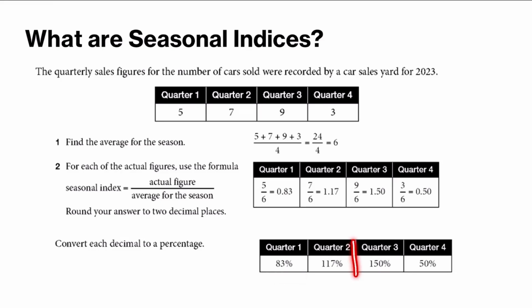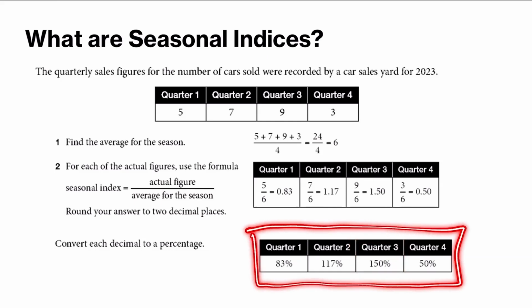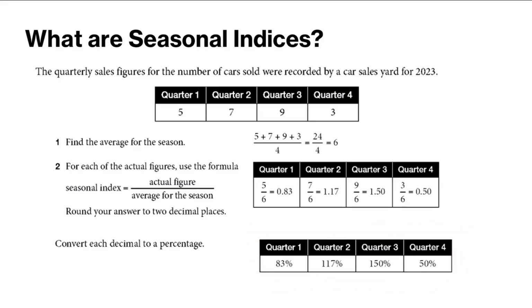In quarter 3, we sell 50% above the average. What you'll note is that if we add all 4 of these seasonal indices together, they should add to 400%. If we divided that by 4, it would give us an average of 100%. We use seasonal indices when we want to remove seasonal effects from the data, or in other words, deseasonalize it. And we also use it to make more accurate comparisons or predictions. Lastly, we use it to understand how certain time periods affect the overall pattern compared to the average.